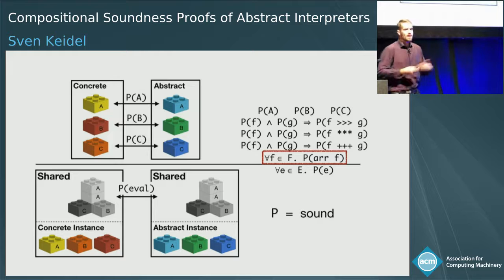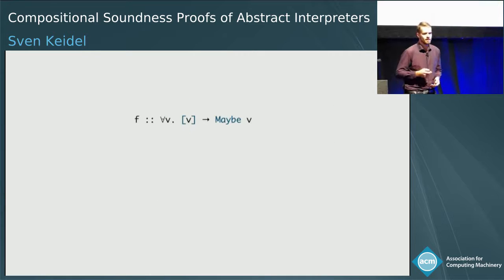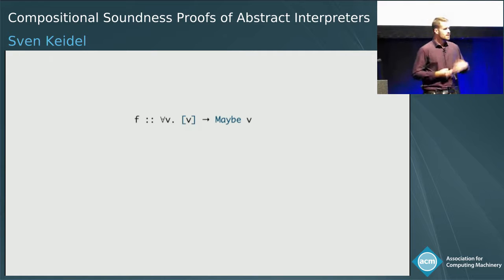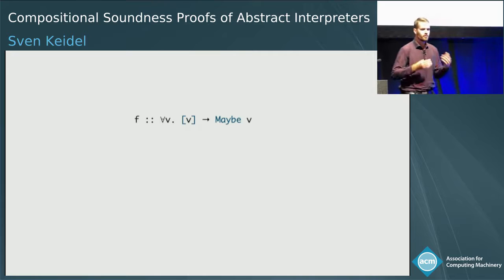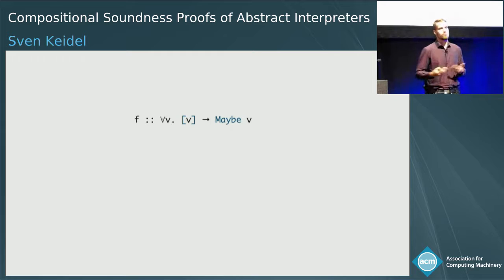So let's look at an example of such a function. Maybe we can do something about this. So let's say f is such a function, and it's a function that takes a list of values and maybe returns one of these values. And furthermore, this function is parametric in the value type because the concrete interpreter and the abstract interpreter use different value representations.